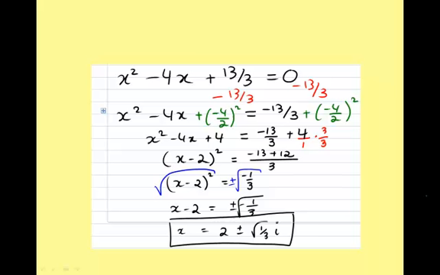Go ahead and take the square root of both sides. Put a plus or minus in. Since we have a negative number, you get 2 plus or minus square root of 1/3 i.